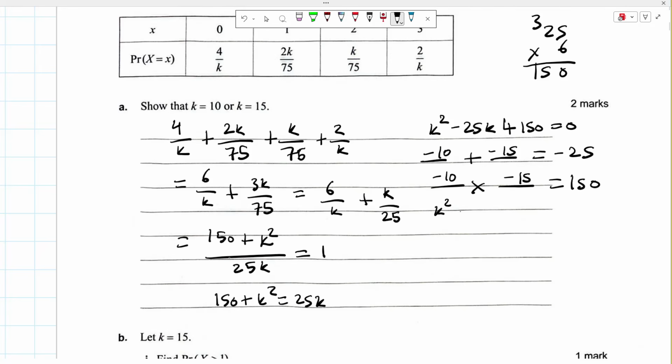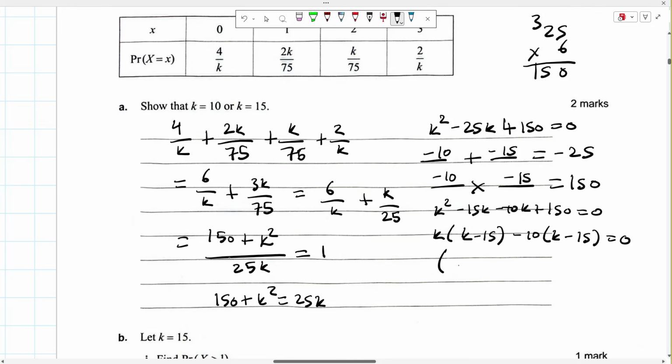So k squared minus 15k minus 10k plus 150 has to equal 0. Factor out a k, and then factor out a negative 10. Now we get k minus 10 times k minus 15 is equal to 0. Null factor law. Therefore, k has to equal 10 or k has to equal 15. Right, so there we go.